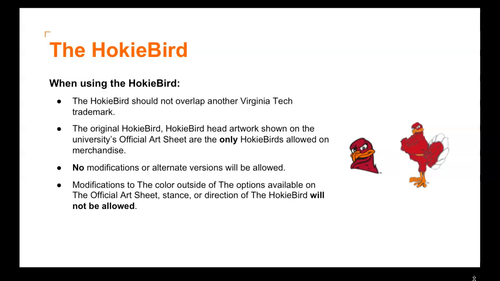When using the Hokie Bird, the logo must stand alone and not overlap another Virginia Tech trademark or text. The only Hokie Birds available for student organization use are the original Hokie Bird and Hokie Bird head seen on the slide. Apart from these two logos, no modifications or alternate versions are allowed, including changing the colors.